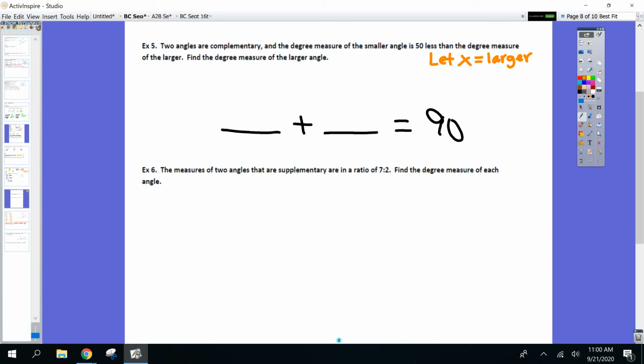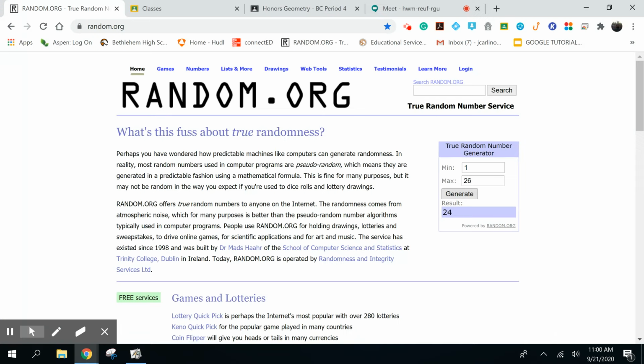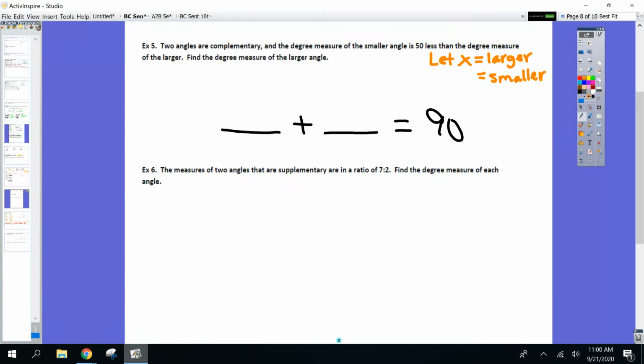If you call X the larger, read the problem. How do you represent the smaller? 50 less than the larger. How do I write that now? Omni, going back to you. If X is the larger, X minus 50.